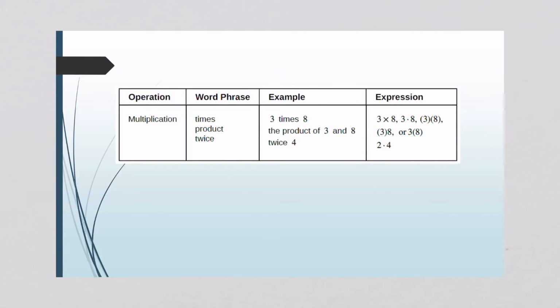This page is just letting you know about the different ways that we could say multiplication. We've kind of already talked about that. Times, we could say product, we can say twice something just means 2 times that number.